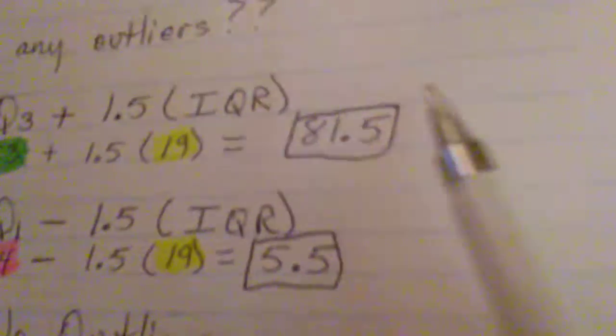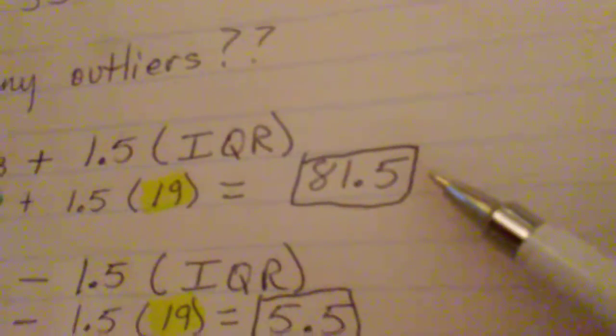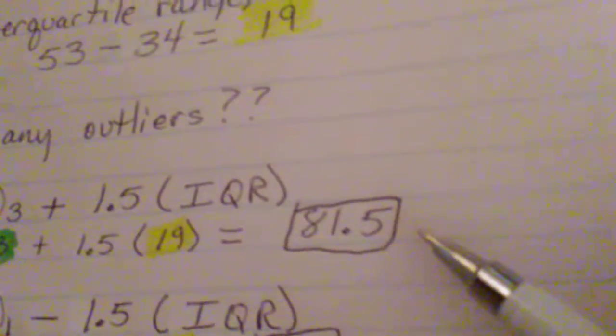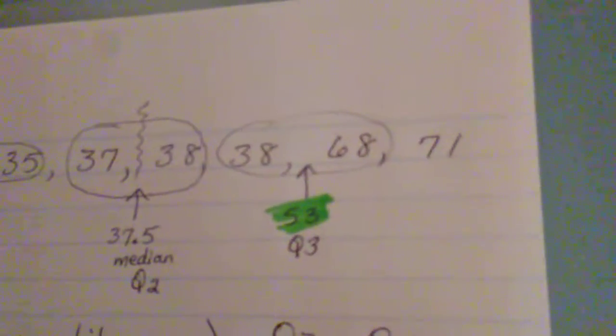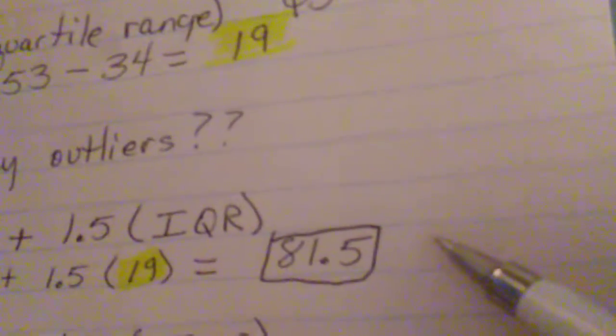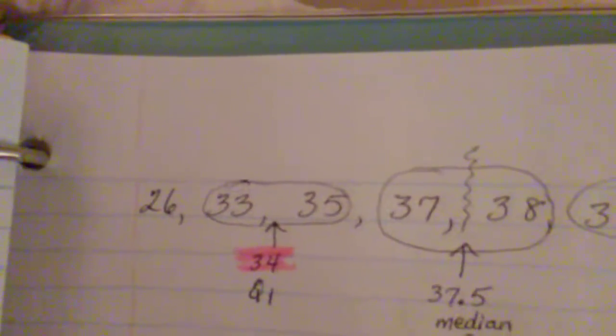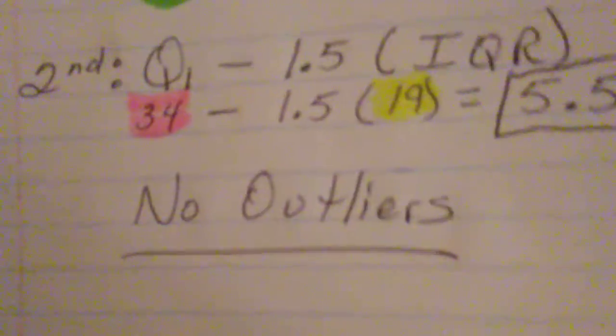And so what we do is we go back up to the beginning and look at our list of numbers. We look at the first rule: are there any numbers that are greater than 81.5? I look at my list of numbers, and no, there are no numbers greater than 81.5. So there are no outliers here. Now let's go to 5.5. Are there any numbers in our list that are less than 5.5? There are none, and so there are no outliers here. So our answer is no outliers.